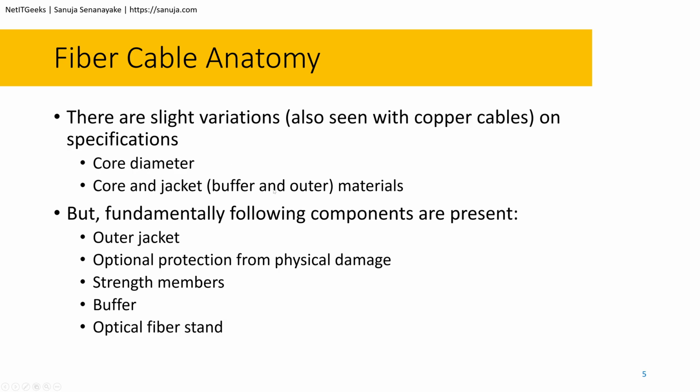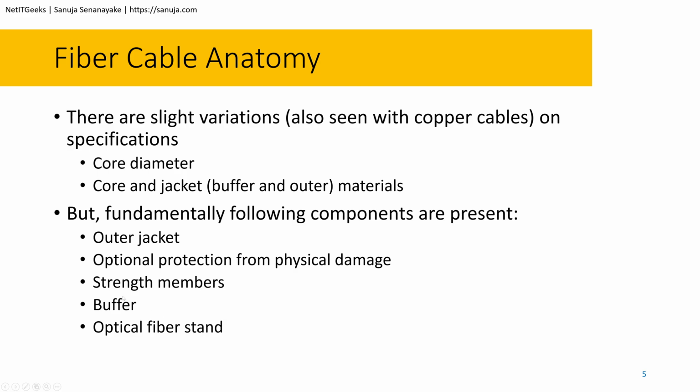But in addition to those, what really matters here, and is unique to fiber, is the core diameter and how the core is constructed. But fundamentally, the following components are what you need to remember when it comes to fiber cables or fiber optic communication. Those include the outer jacket, as I mentioned, which is also seen in copper cables. Optional protection from physical damage, which you also see with copper cables, which are direct burial versus internal building use. Strength members, buffer, optical fiber or fiber optic strand, right?